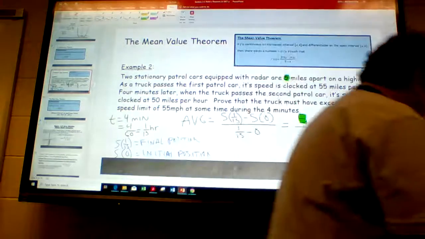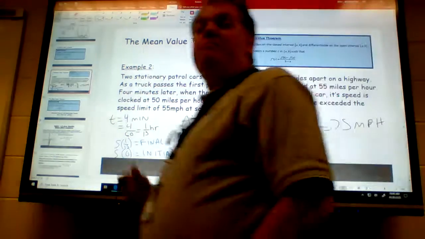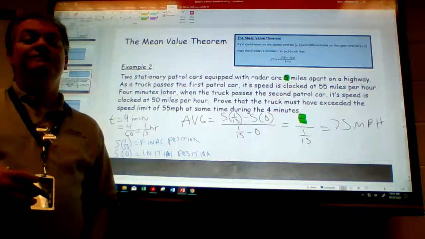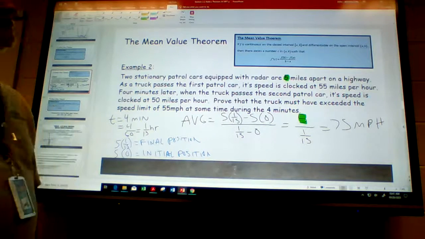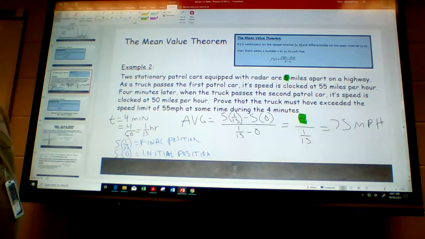And I apologize for dropping that. So, oops. Per hour. So at some point in that journey between checkpoint 1 and checkpoint 2, it had to. Now, that's an example of the mean value theorem. And we'll talk about that more in the coming time.